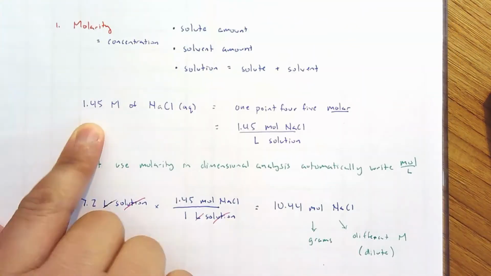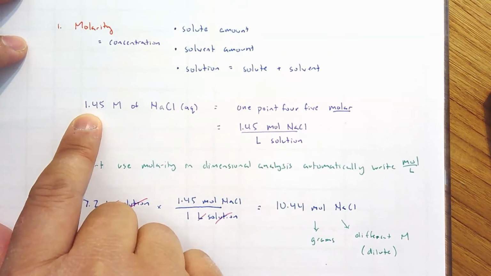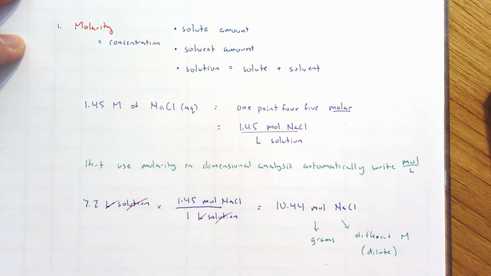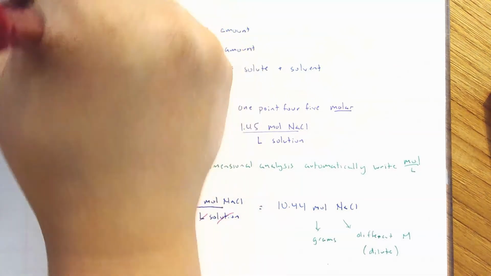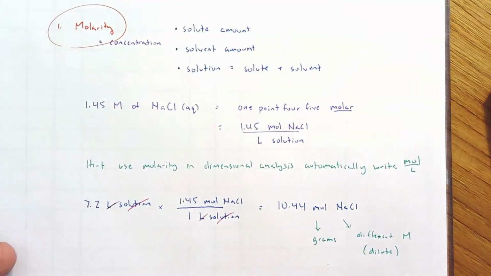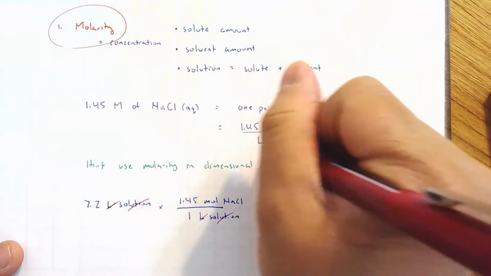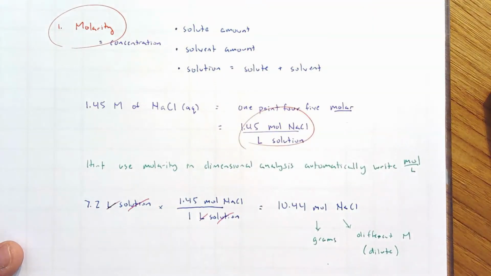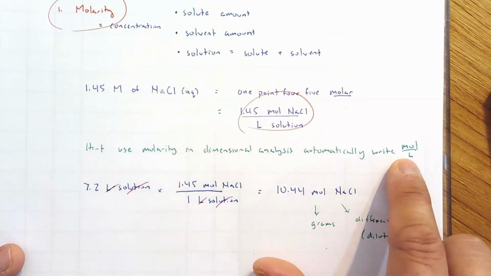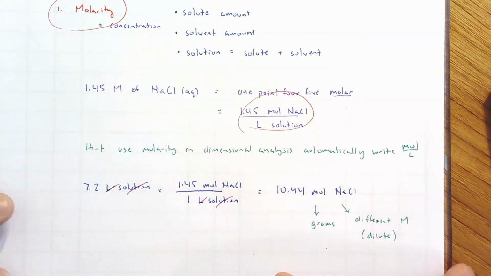Make this maybe 0.25 molar instead of 1.5 molar. That is molarity, moles per liter. And you could abbreviate moles per liter eventually with big M. But again, dimensional analysis, you want to see numerator and denominator units.